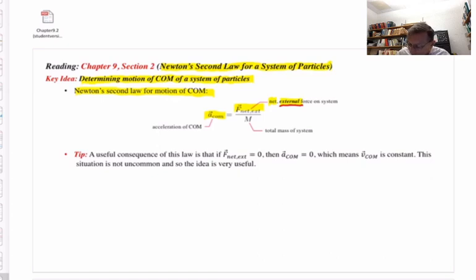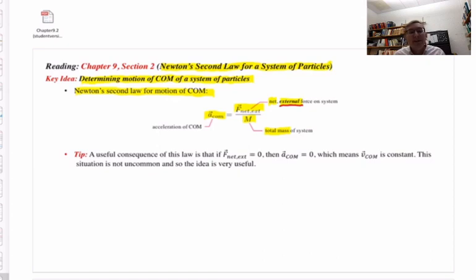And what goes in the denominator on the right-hand side? The total mass of the system. The total mass of all the particles that make it up. So that's how we will determine the motion, specifically the acceleration, of the center of mass of a system. We will add up the net external force and divide by the total mass. But it's a vector equation, so really this has to be written out separately by x and y and maybe even z components.